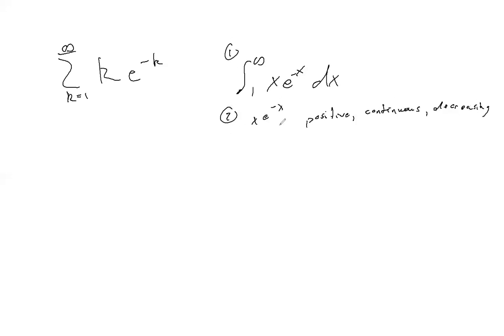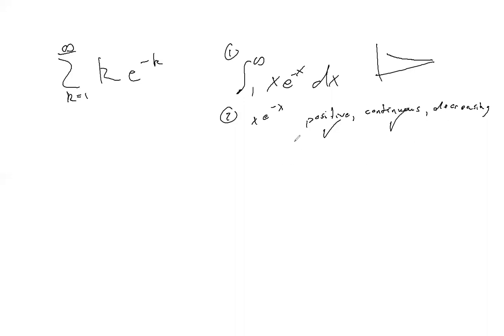Okay. How can I check those? Let's say positive. If x is greater than or equal to 1, that's going to be positive. And e to the negative x is going to be positive. So when I multiply them together, it's going to be positive. What about continuous? Well, x is a continuous function. It's a very simple continuous function. What about e to the negative x? That is also continuous. Think about its graph. What does its graph look like? Something like that. Okay, and so we're multiplying two continuous functions together. That's going to be continuous.